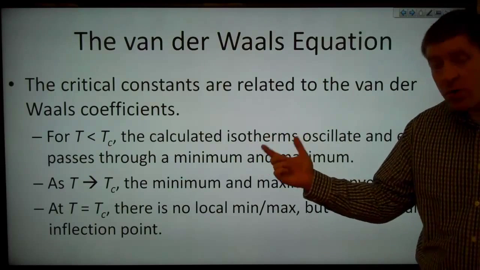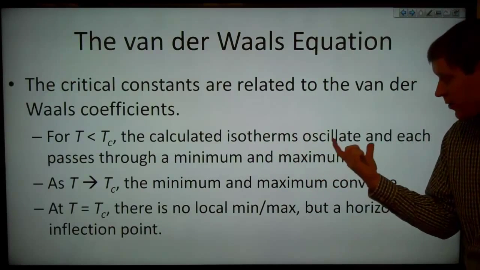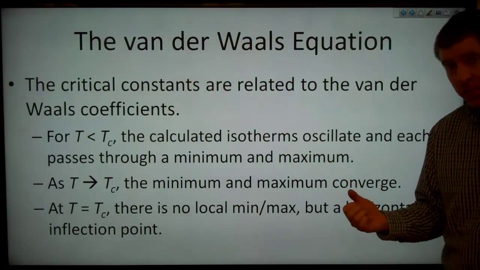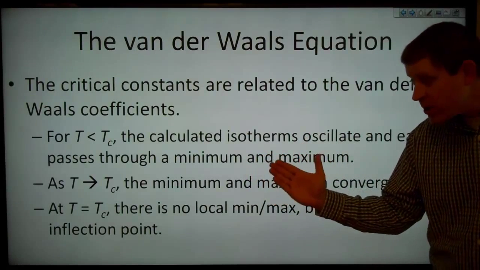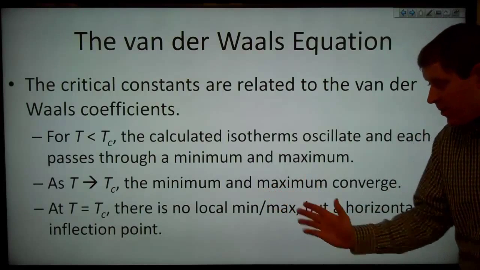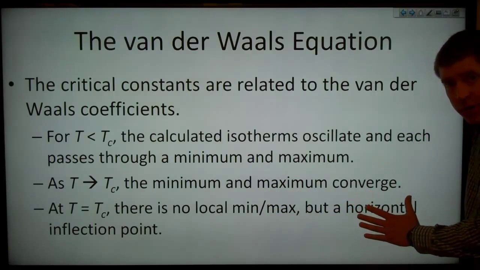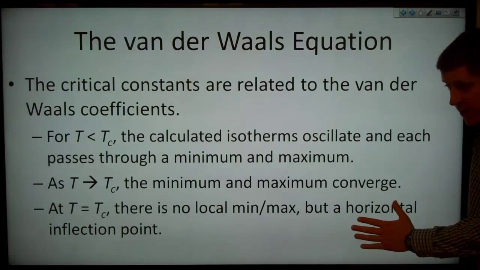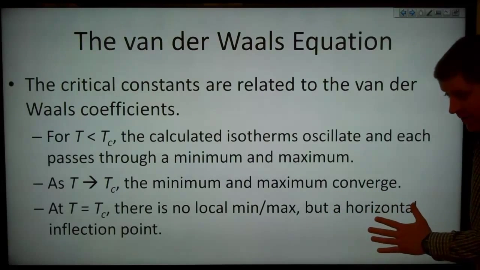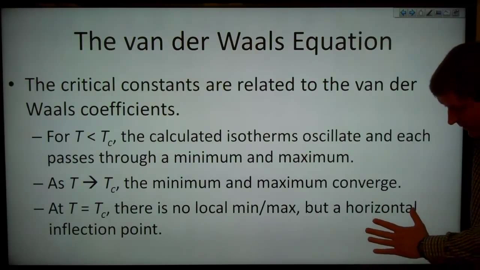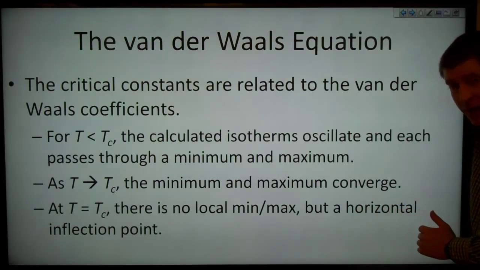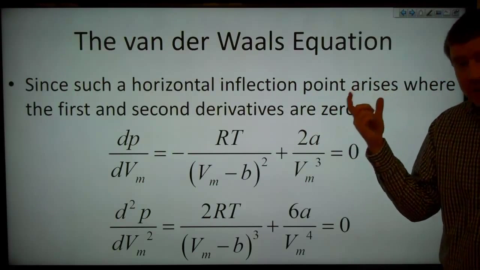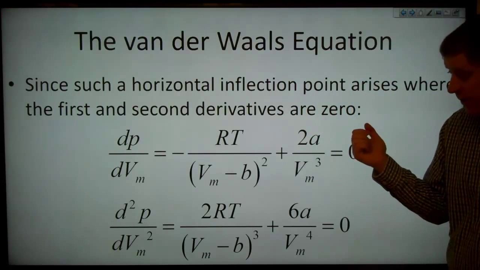Now, the critical constants are related to the van der Waals coefficients. For temperatures below the critical temperature, the calculated isotherms oscillate and each passes through a minimum and maximum. As the temperature approaches the critical temperature, the minimum and maximum converge. They get closer together. And at the critical temperature, there is no local min or max, but instead a horizontal inflection point.